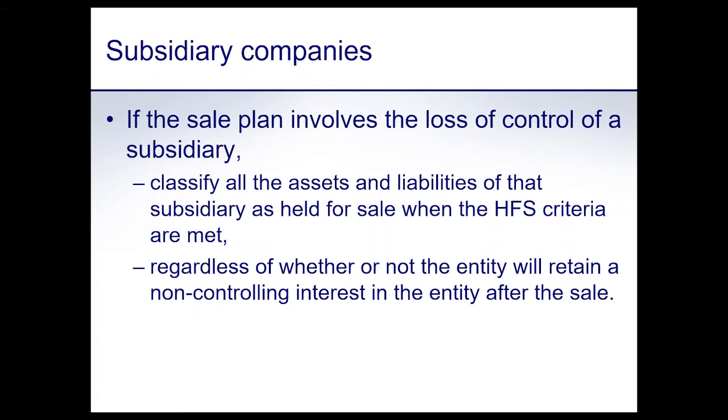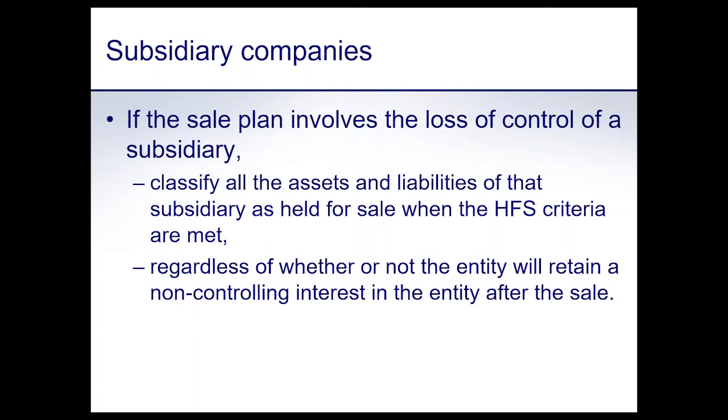So therefore, looking back at what IFRS 5 requires of us, because I'm going to lose control of this particular subsidiary company, I will be required to classify all the assets and all the liabilities of that subsidiary company as held for sale, assuming that we meet all the held for sale criteria. I meet all the held for sale criteria, no problem. Show it as a non-current asset held for sale, then the measurement criteria will kick in. We'll deal with the measurement criteria in a few moments.